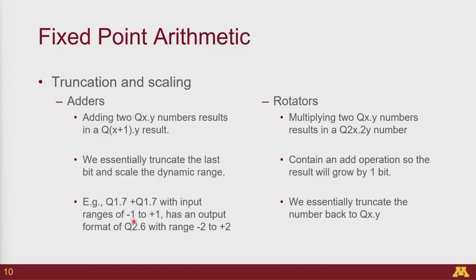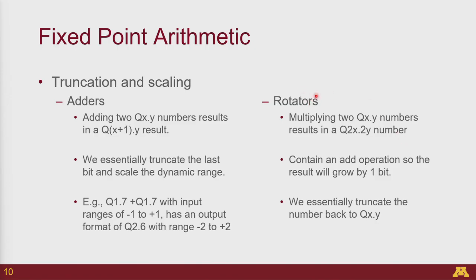But what that also means is that now the range of our inputs has changed. So if we initially started in a range from -1 to +1, after we have gone through any single adder, because we had to truncate the least significant bit, our range is now like -2 to +2. So does that make sense to everyone?